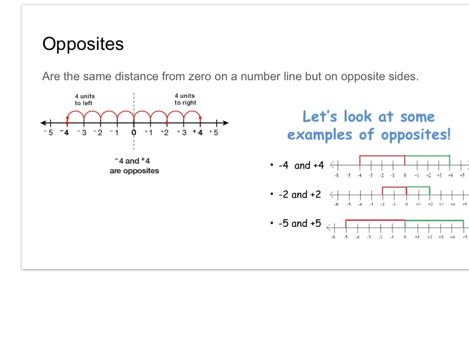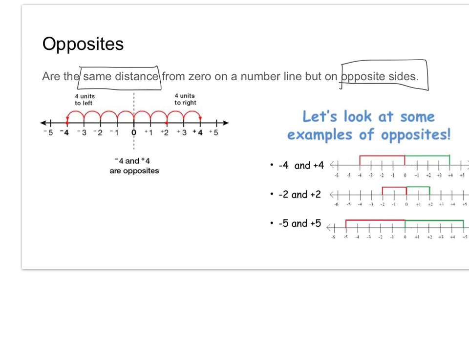Another vocab word we need to know is opposites. Opposites are the same distance from 0 on a number line, but on opposite sides. So there's 2 requirements of this definition. They're the same distance, but they need to be on opposite sides. In other words, one needs to be positive, one needs to be negative.